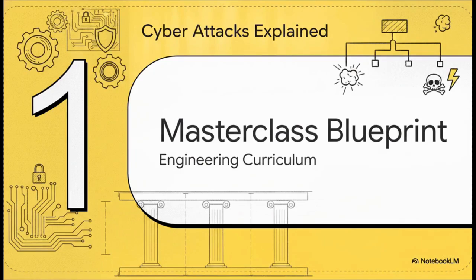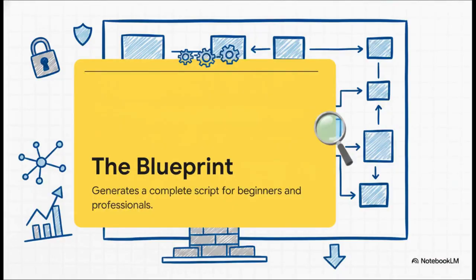All right, kicking things off with Section 1, the Masterclass Blueprint, Engineering the Curriculum. What we're actually analyzing here is a highly structured 26-point meta prompt. The source material basically treats education exactly like software engineering. It is highly systematic, thoroughly debugged, and completely optimized for human learning.